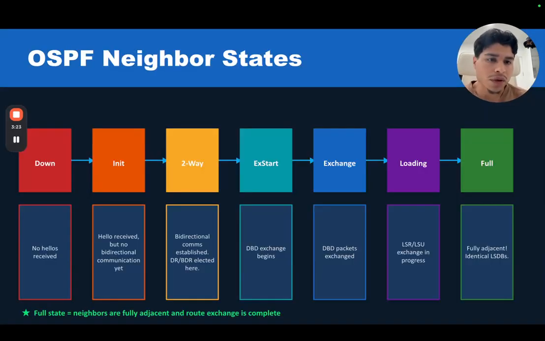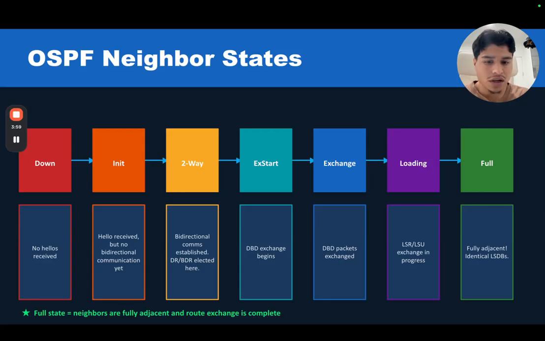So what are the OSPF neighbor states? You have down, which basically means that no hello packets have been received. Init, which is hello packets have been received, but there's no bidirectional communication yet between the routers. And two-way is when bidirectional communication has been established. So the designated router and the backup designated router are elected here. And in ExStart, that's when the database description exchange begins. So they start sharing database information with each other.